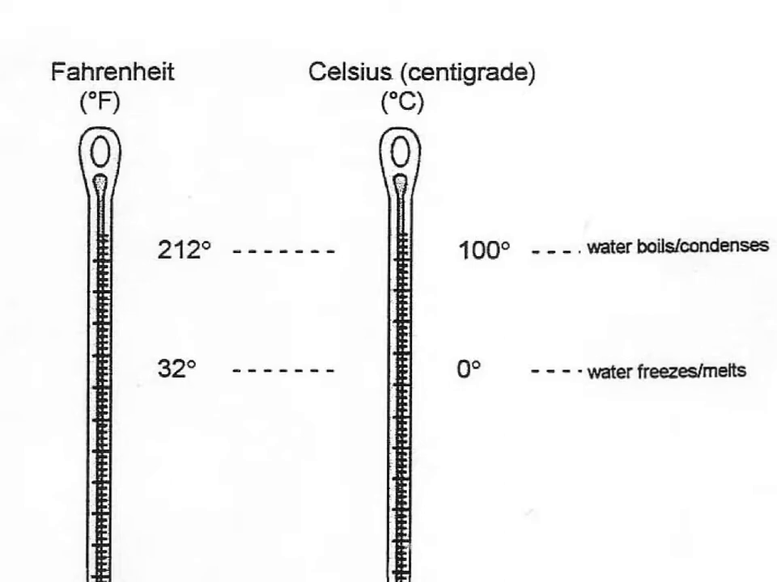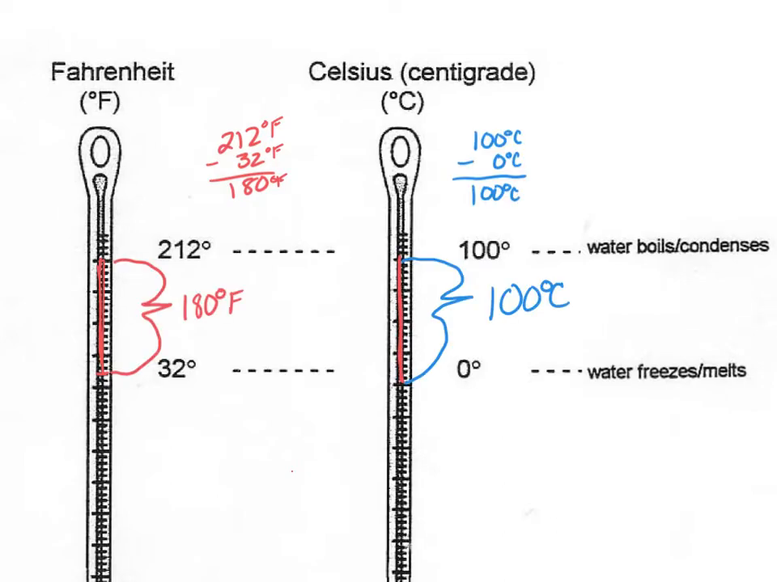In this case, we're going to look at the distance between how high the mercury rises when it goes from water freezing to water boiling. On the Fahrenheit scale, we see a difference of 212 degrees Fahrenheit and 32 degrees Fahrenheit. So 212 minus 32 leaves us 180 degrees Fahrenheit. And on the Celsius scale, we see that water boils at 100 degrees Celsius and freezes at 0 degrees Celsius, and the difference then is 100 degrees Celsius. Now we compare these, and we see that there are 180 degrees Fahrenheit for every 100 degrees Celsius.